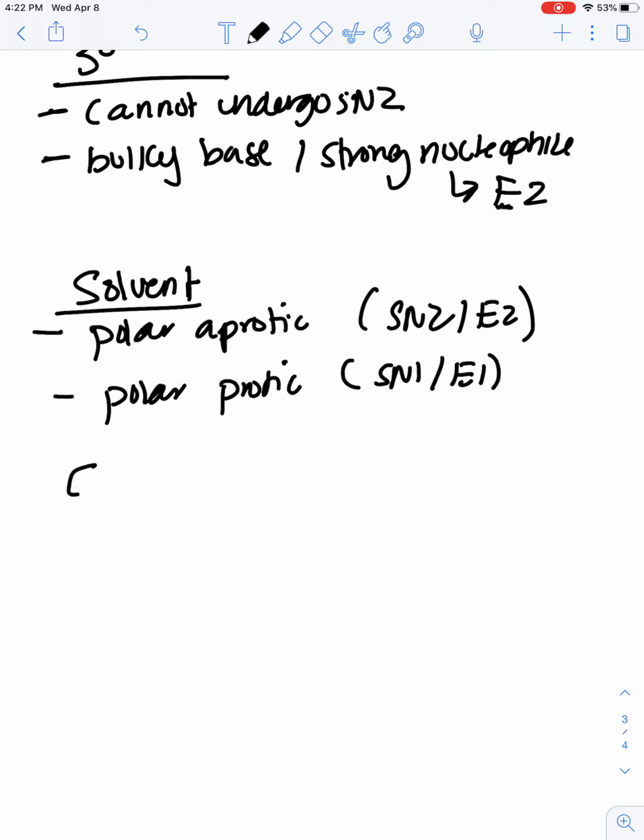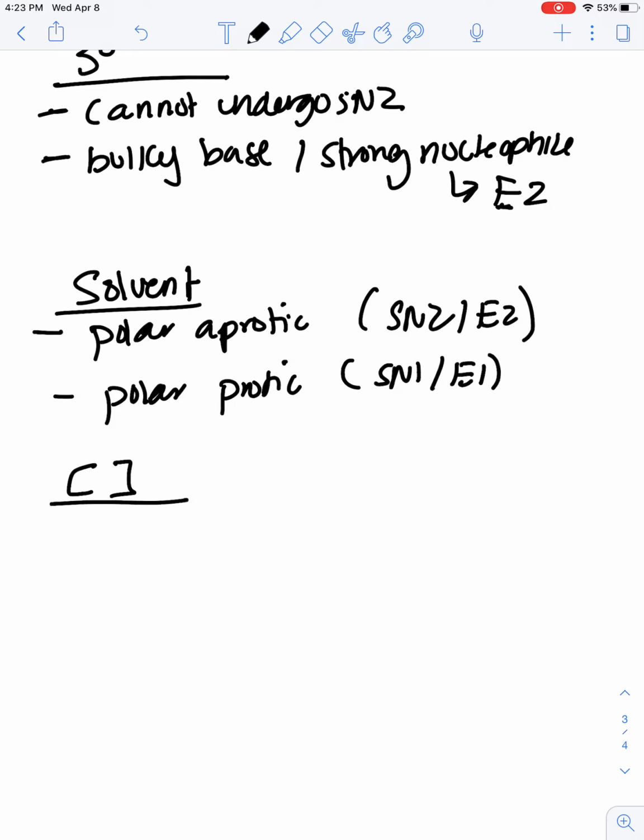Something else that we haven't really talked about is concentration. If all four reactions are possible, a higher concentration of the base or nucleophile will generally favor SN2/E2 over SN1 or E1. So again, it can be concentration dependent. And then the same thing with temperature. These reactions can be temperature dependent.